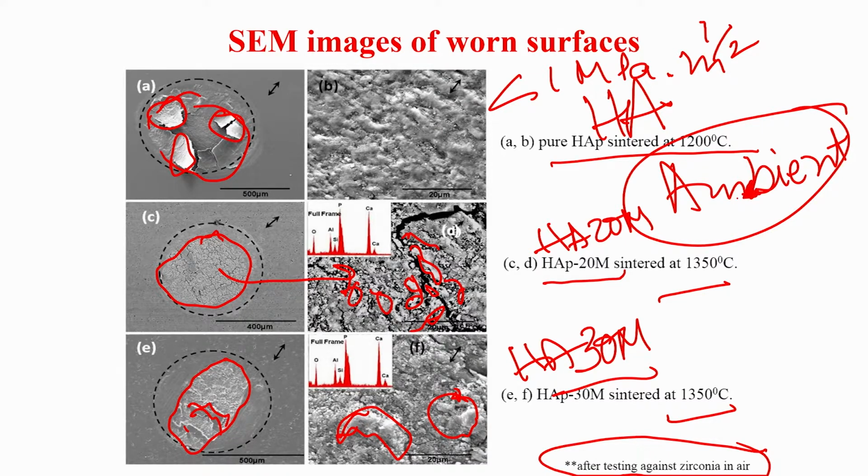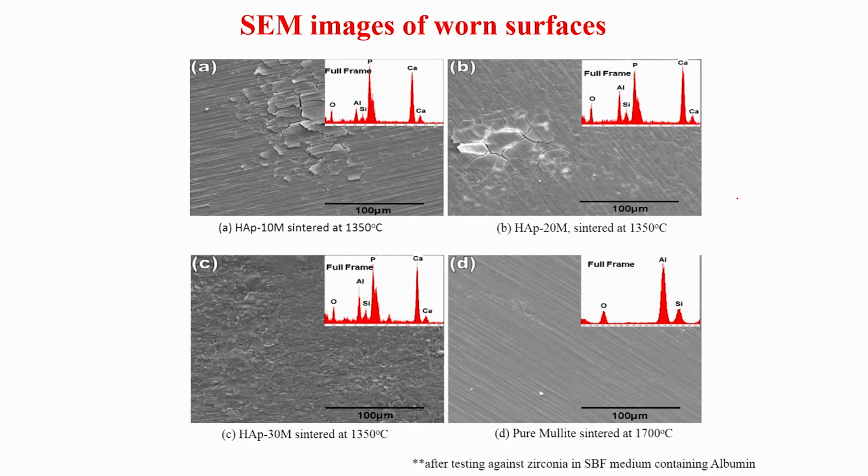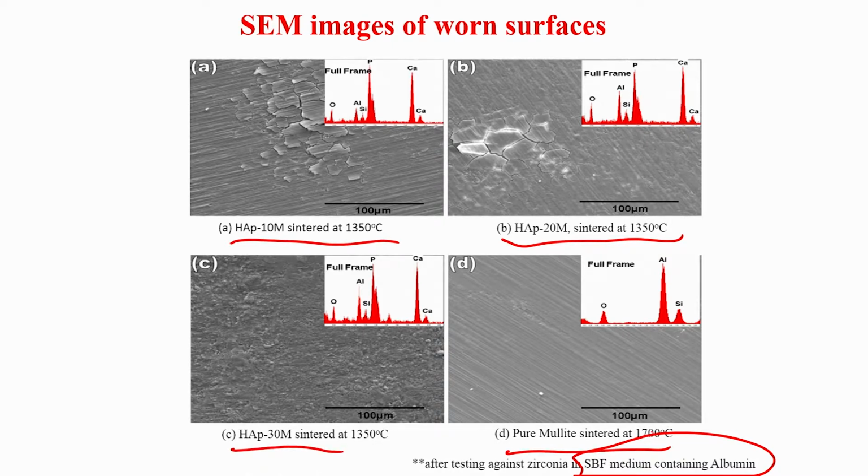interested to see how this wear mechanism changes in the simulated body fluid medium containing the albumin. In the simulated body fluid medium, you can see the 10% alumina, 20% alumina, 30% alumina and pure mullite. And what you notice is that here also there are signs of delamination, cracking and tribochemical layer. In pure mullite, it is simply abrasive wear.